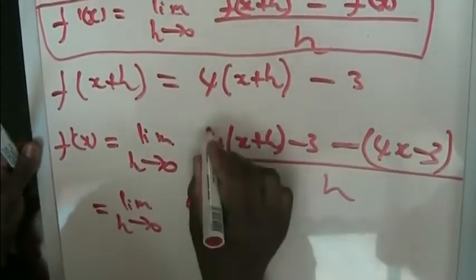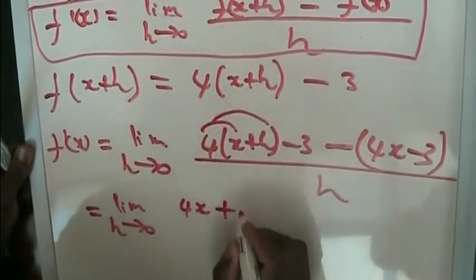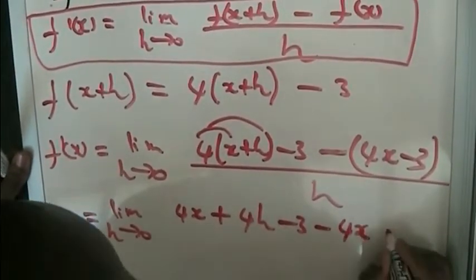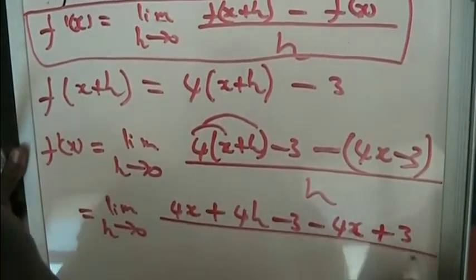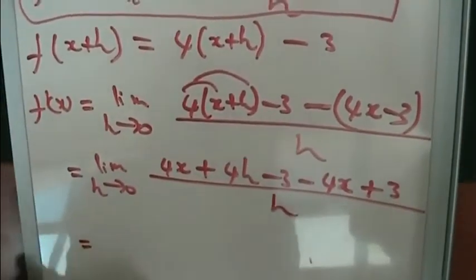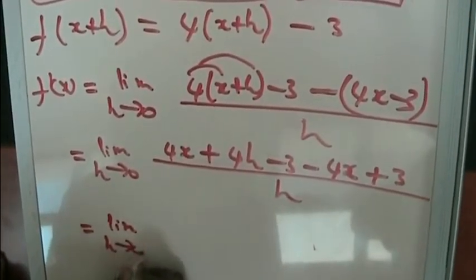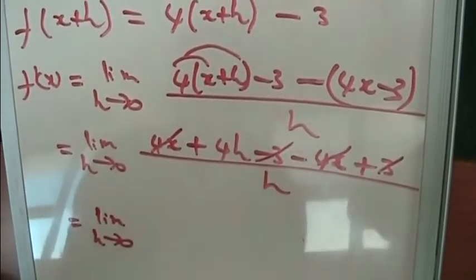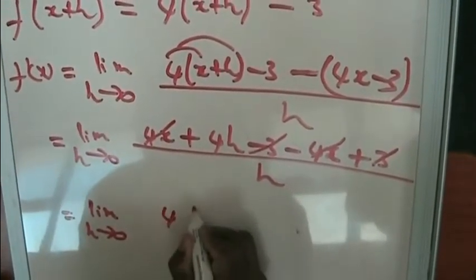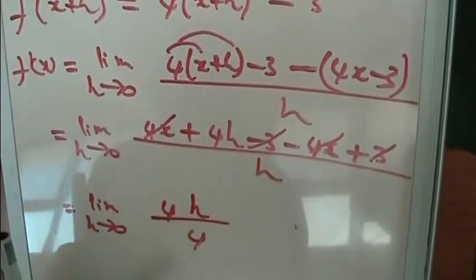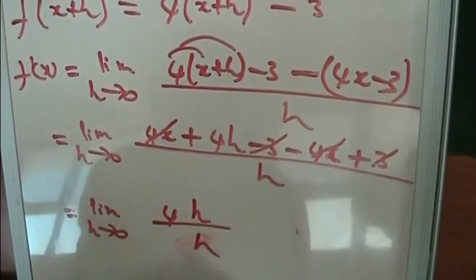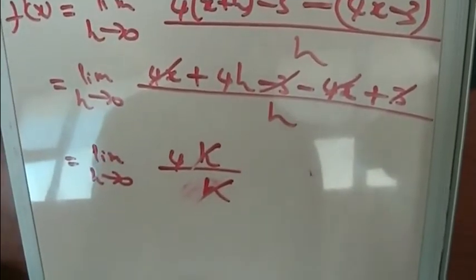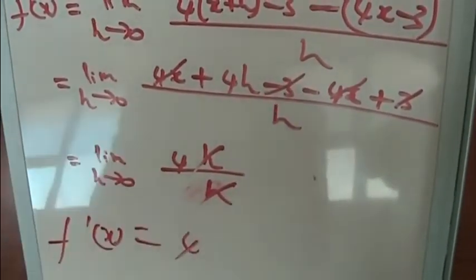Then it is equal to the limit as h tends to 0. Just simplify. 4x plus 4h minus 3 minus 4x plus 3, divided by h. Therefore, it is equal to the limit as h tends to 0, 4x minus 4x is 0, minus 3 plus 3 is 0, is equal to 4h over h. Therefore h and h, they're gone. Good.